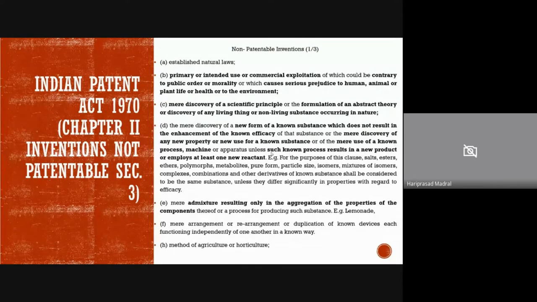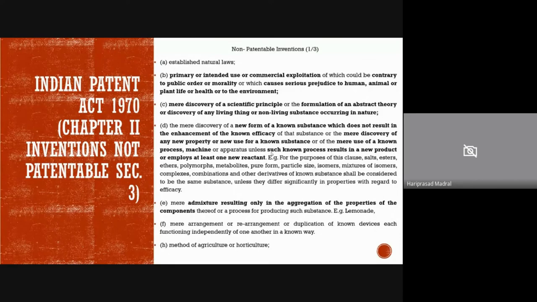Then subsection C says the mere discovery of a scientific principle or the formulation of an abstract theory, or discovery of any living or non-living substances. This subsection C is covered in the European Patent Act and also in the US Patent Act. Even though the US Patent Act is considered to be the broadest, it has this clause where scientific discoveries or scientific theories are not patentable.